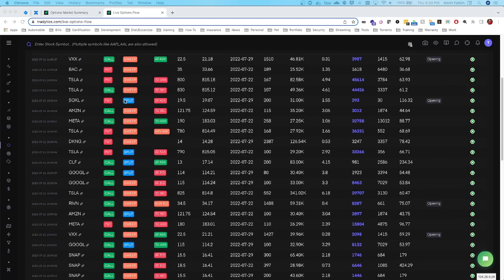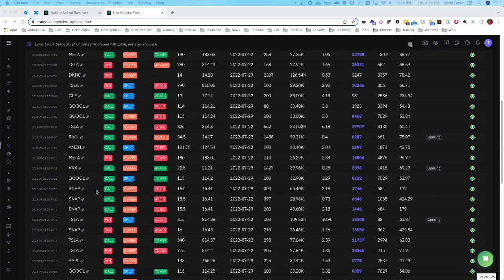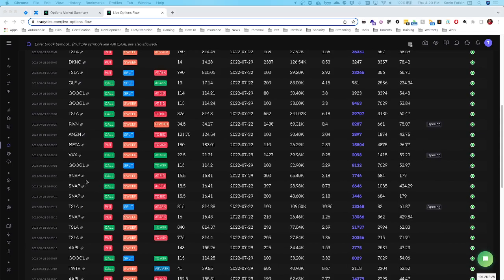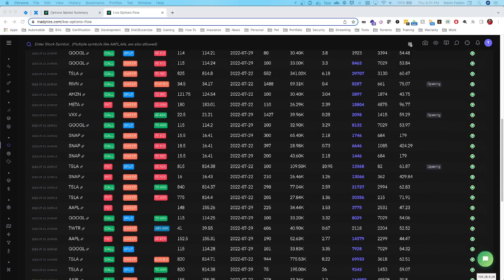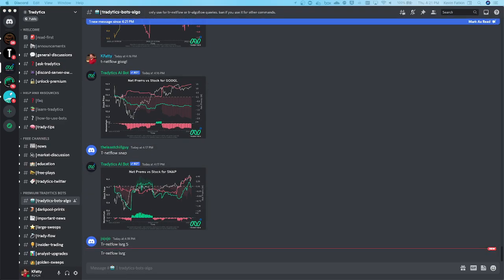Just looking at live flow here purely, let's take something that stands out. We see back-to-back SNAP sweeps at bid, indicating some call selling. So let's go ahead and pop that up. I'm in the TradeView Discord here, and I'm going to run the commands that I use. We saw some call selling, which would indicate bearishness, so we want to see if SNAP would be viable for playing some puts out of the gate tomorrow.